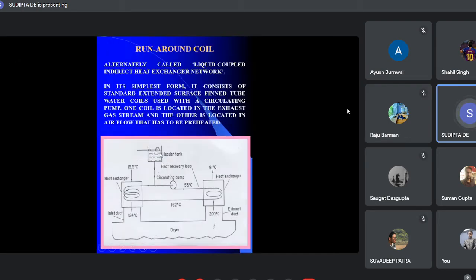Okay, what about the run around coil? If you look into the structure itself, you can understand this is used when there are two gas flows not at a very far off distance, which are at different temperatures. If these two gas flows are at a far off distance, then it may not be possible to make this work. Why? Because the idea is very simple.